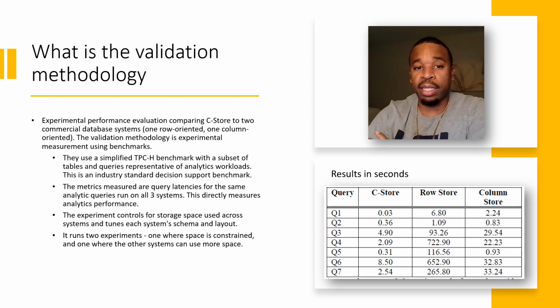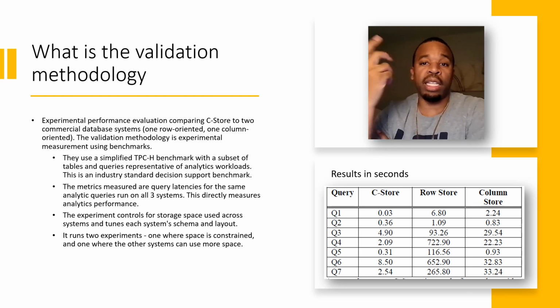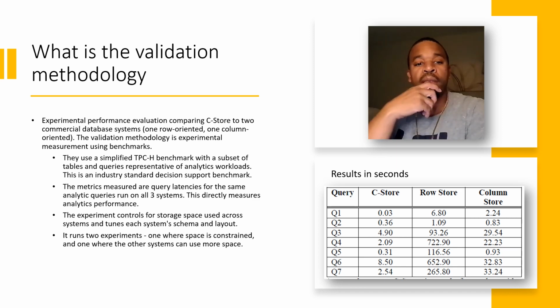The methodology: this experiment controls for storage space used in each system, which was 2.7 gigabytes for space constrained, more for unconstrained. Each system's schema is tuned based on its architecture to optimize performance. Two scenarios were tested, space constrained and unconstrained space for commercial systems. And yeah, that's it for this slide.